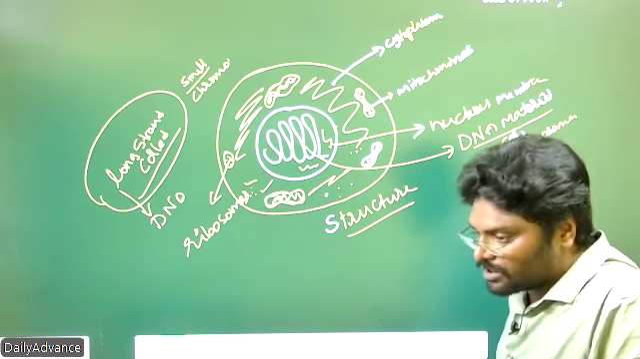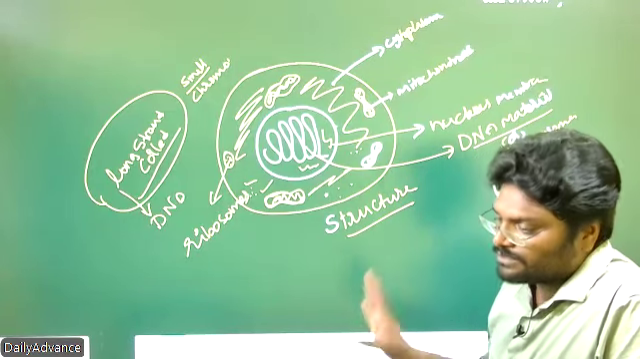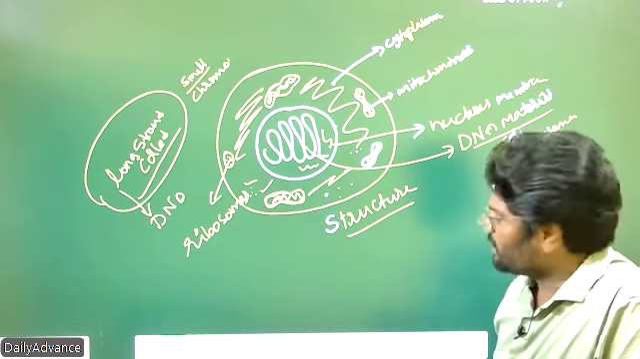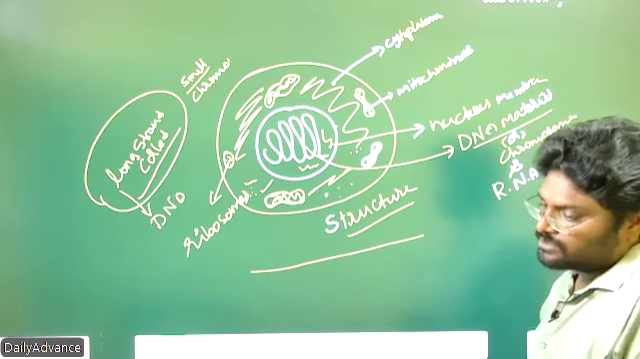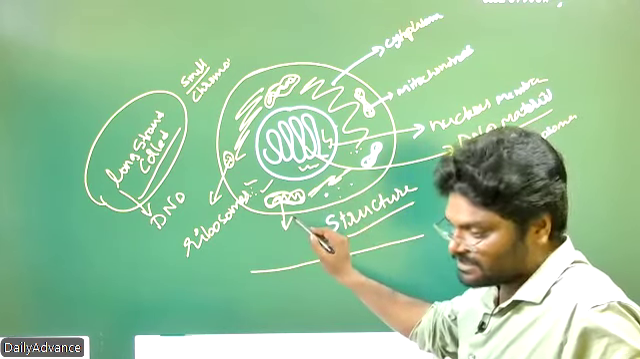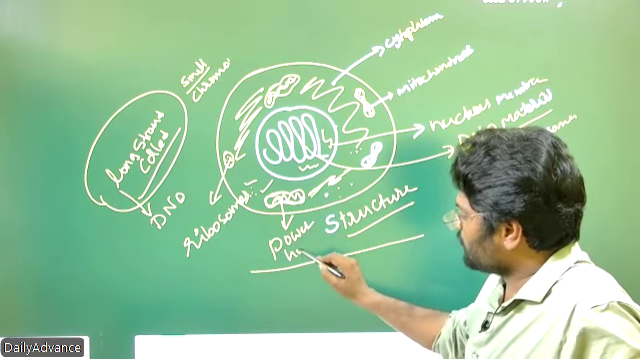Okay. So there is the Golgi apparatus. There are so many organelles. We don't need to study each organelle, the Golgi apparatus functions and everything. For our anthropology, this much is enough. So the mitochondria. What is mitochondria? Mitochondria is the powerhouse of the cell.